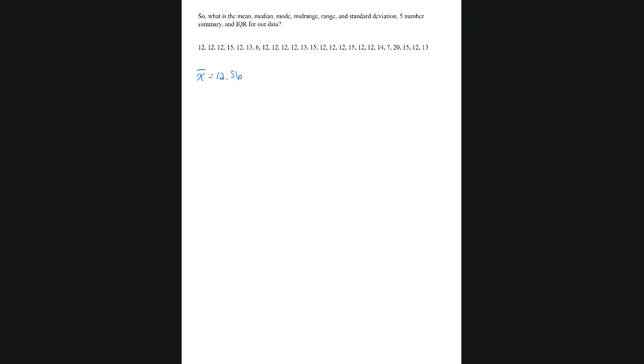The median is 12, and the mode is also 12. Now notice how the mean, median, and mode are basically the same number. The mean is a little higher than the median and the mode, but they're around the same number.